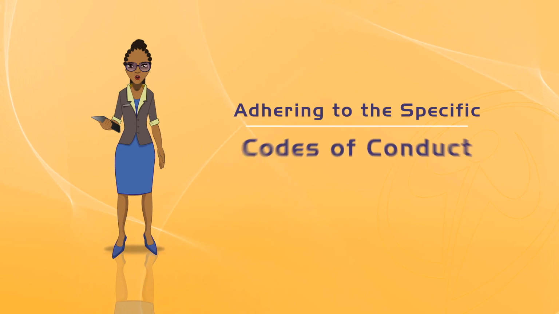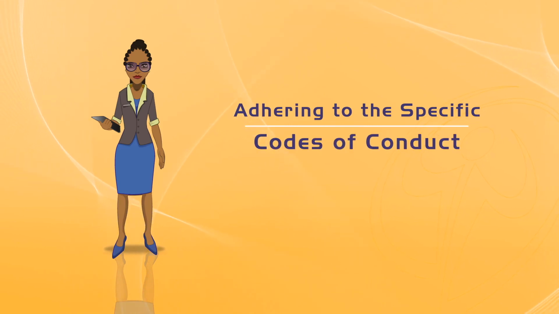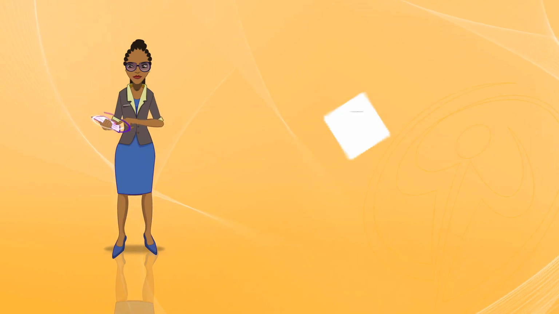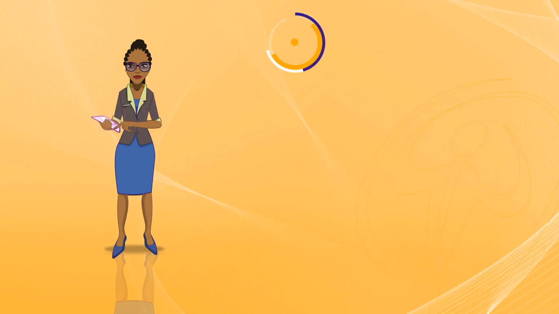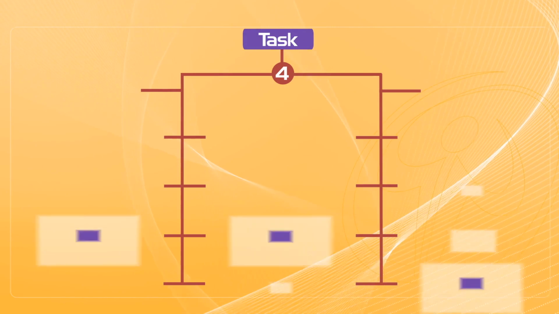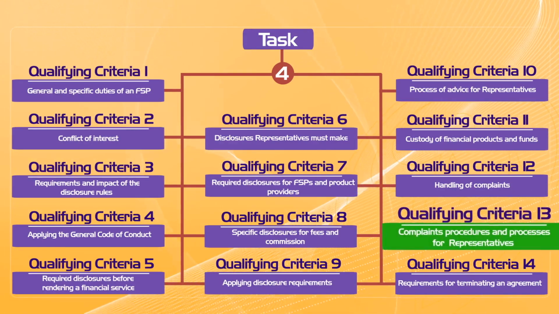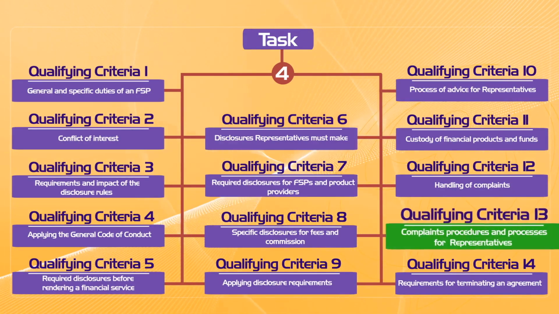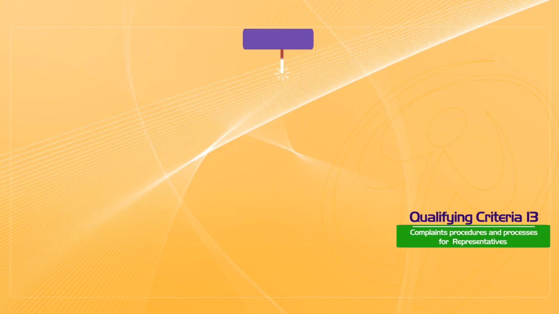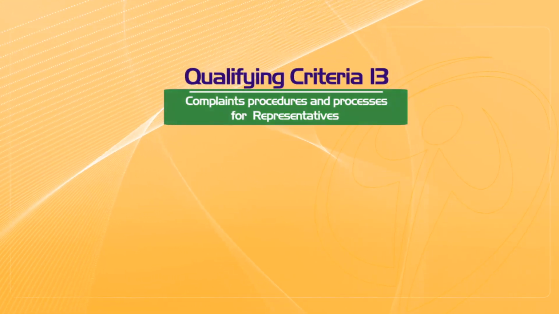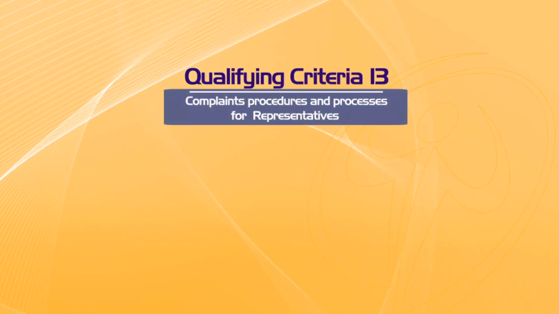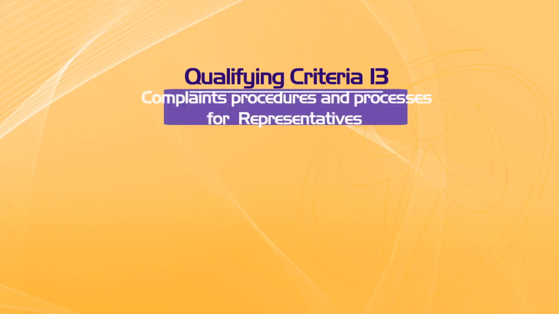Task 4 talks about adhering to the specific codes of conduct. Task 4 has 14 qualifying criteria. Let's look at Task 4, Qualifying Criteria 13. Follow the complaints procedures and processes that are in place for representatives.